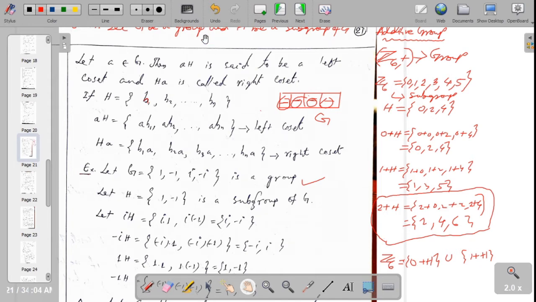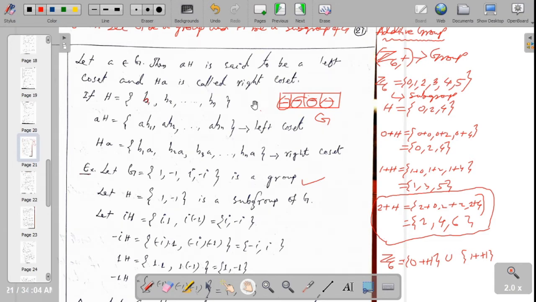Say for example, H is a subgroup. You remember, H is not just a subset, H is a subgroup of the group G, and you take any element A from G. You remember that A may also belong to H, no problem. So in general, you take an element A from G such that if you multiply the subgroup H with the element from the left hand side, it is called a left coset. And similarly, if you multiply the subgroup H with the element from G from the right hand side, it is called a right coset.